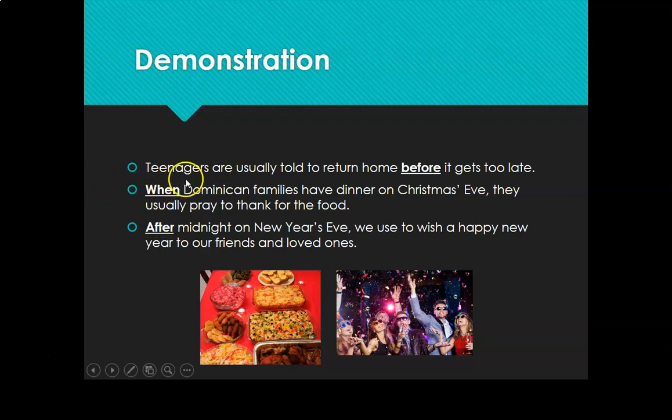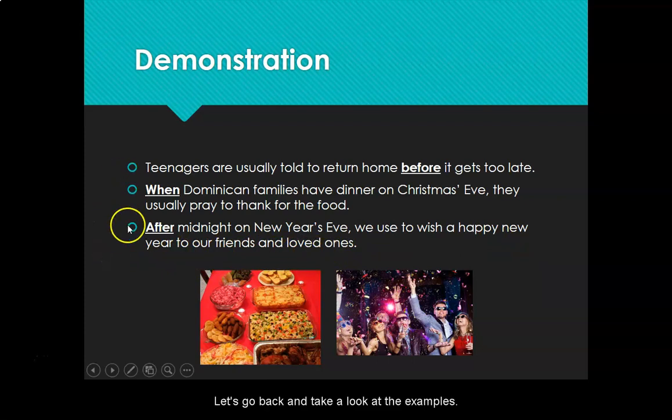First one is, teenagers are usually told to return home before it gets too late. Notice as we highlight the subordinating conjunctions, in this case before. Next example using when. When Dominican families have dinner on Christmas Eve, they usually pray to thank for the food. After midnight on New Year's Eve, we used to wish a happy new year to our friends and loved ones.